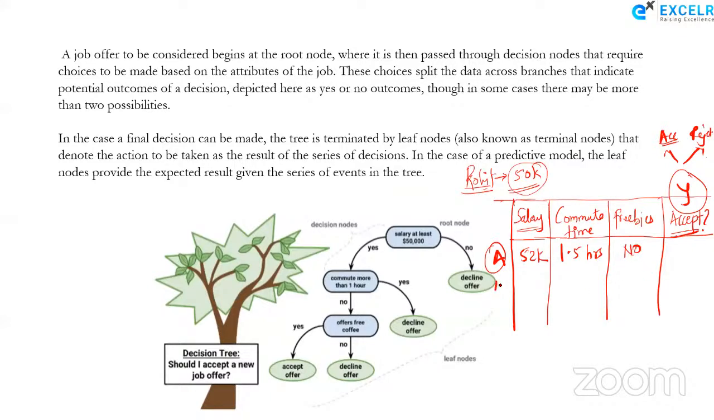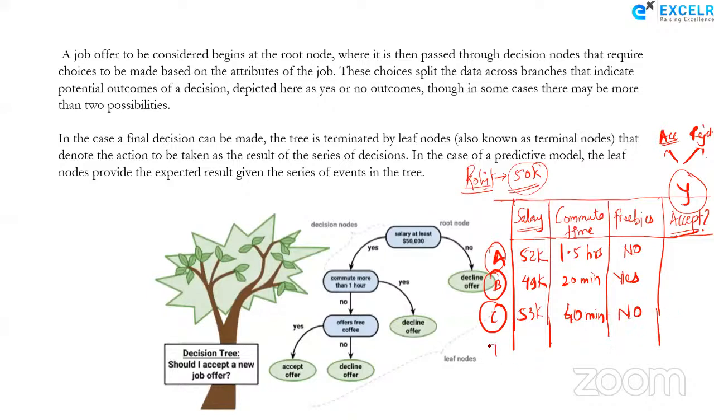Let us say there is a B company. That company is offering him, let us say 49K salary. The commute time is just 20 minutes. There are also freebies that company is offering. Let us say there is a C company wherein the company is giving him a decent salary, 53K. The commute time is also less, let us say 40 minutes. And is the company offering any freebies? No, they are not offering any freebies.